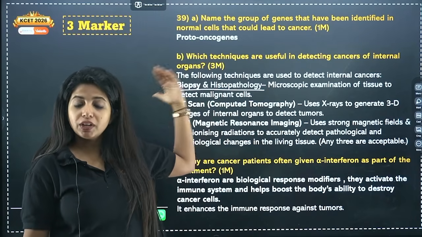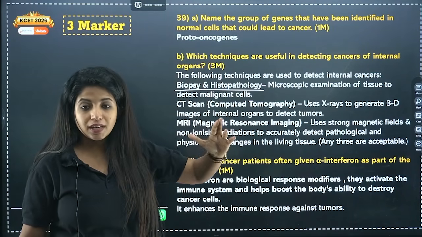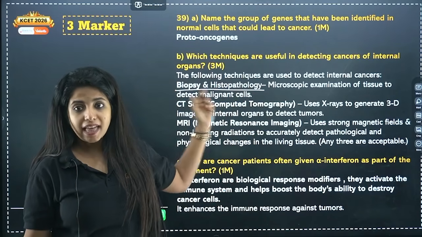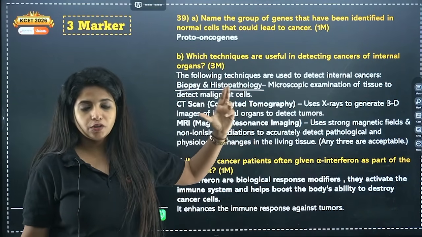Apart from that, you can also have radiography, where basically you're directly using X-rays. That is a different thing. There you do not get a three-dimensional image. Over here in CT scan you get that, and that is specifically for internal organs to detect the tumors.